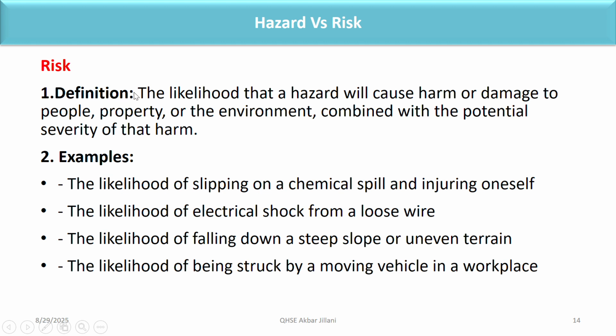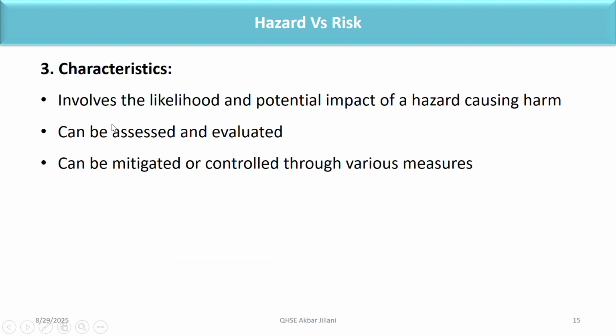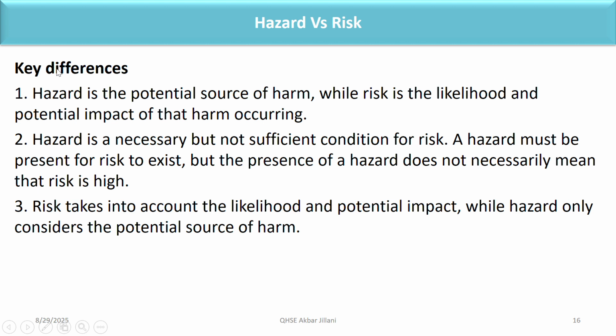Risk. Now we are taking the risk. Definition: likelihood and the severity. Now examples: the likelihood of slipping on a chemical spill and injuring oneself. The likelihood of electrical shock from a loose wire. The likelihood of falling down a steep slope or uneven terrain. The likelihood of being struck by a moving vehicle in a workplace. Now characteristics involve the likelihood and potential impact of hazard causing harm, can be assessed and evaluated, can be mitigated or controlled through various measures.